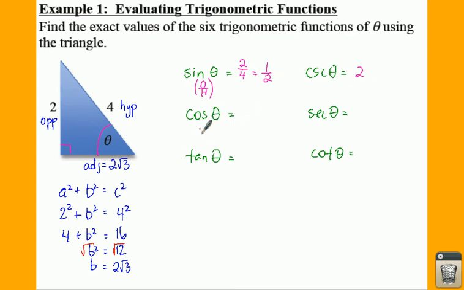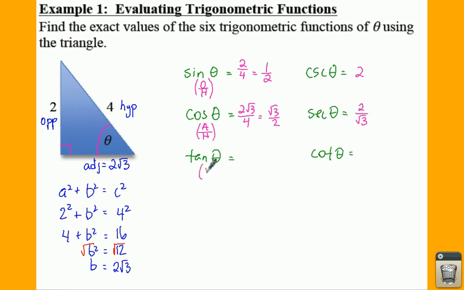Now your cosine is going to be the CAH part, which is your adjacent over your hypotenuse. So your adjacent side is 2 radical 3 over 4, which just reduces to radical 3 over 2. So then if you find your secant, that's going to be the reciprocal of that, which is 2 over radical 3. And remember, you don't have to rationalize here.